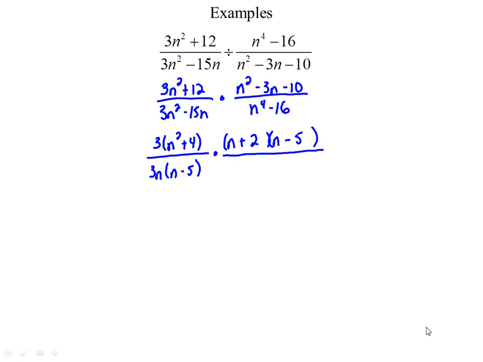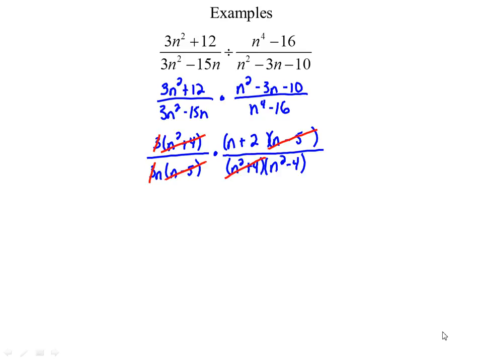And then on the bottom, I have n to the 4th minus 16, and that's going to factor, that's the difference of 2 squares, so it's going to factor into n squared plus 4 and n squared minus 4. So I know that n squared minus 4 is going to factor again, but at this point what I want to do is see if I can cancel out anything. So I know that I can cancel out the 3's, and I can cancel out the n squared plus 4's, and I can also cancel out the n minus 5's.